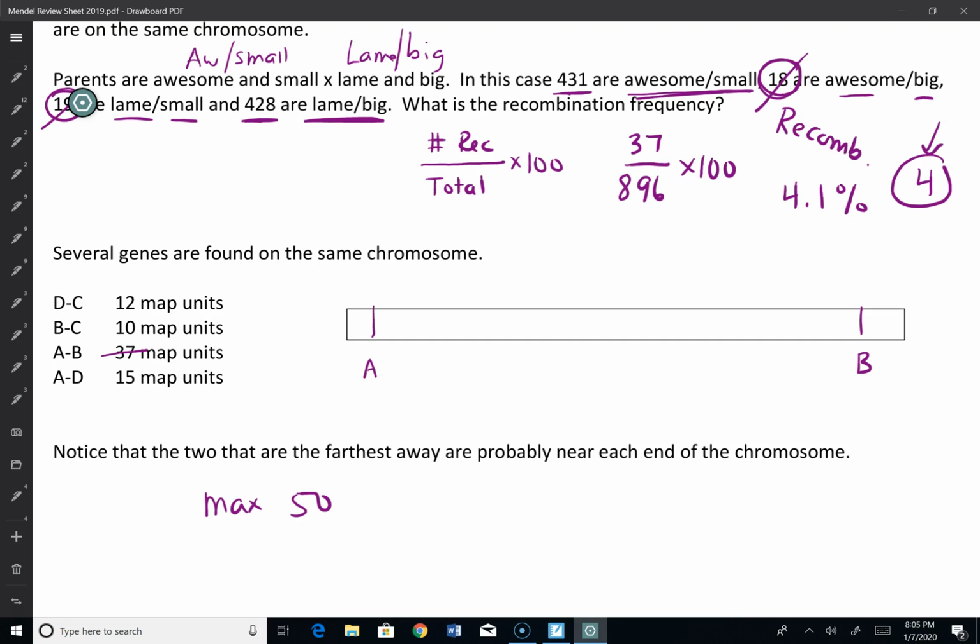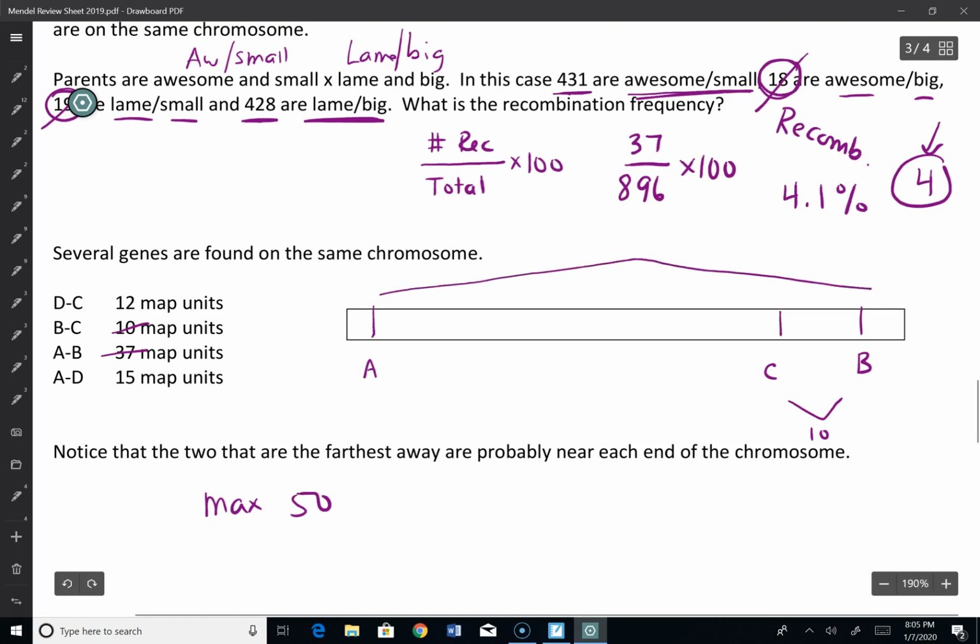Now, I look and I go, all right, what else do I know? Well, I know B and C are 10 map units apart, so I can go ahead and put a little C right there. And does everybody agree that that represents 10? This total space here between A and B represents 37. Now it's just a matter of fitting everybody in. So I got that out of the way.